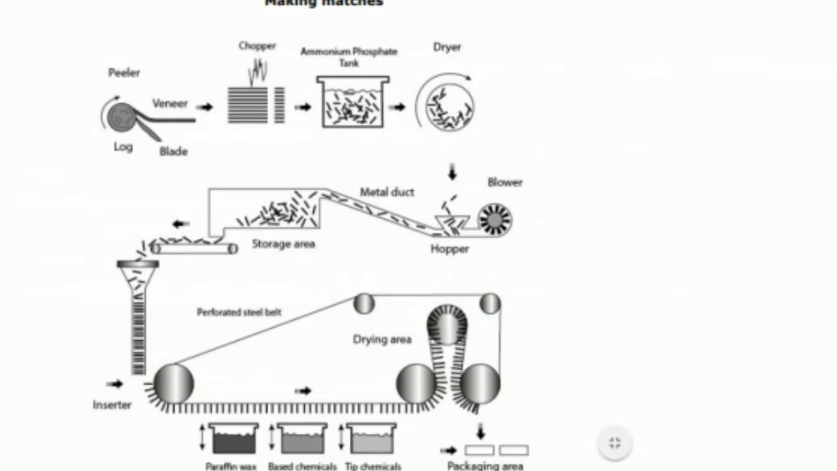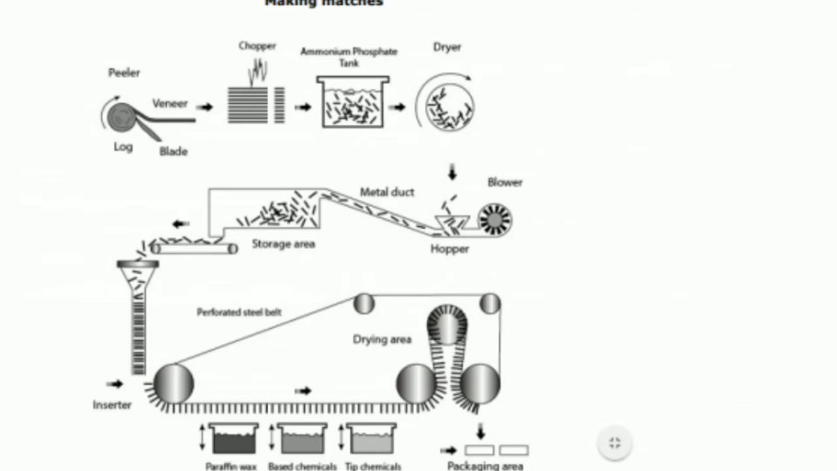Now you can see the question has a number of parts, like making matches, so several stages are included in it. First you can identify the stage that starts with the log, then the peeler, then the blade, chopper, then ammonium phosphate, tank, dryer. Then the other stage. This is how a question appears in several stages. Then it goes to the blower, then hopper, metal duct, storage area. Then a perforated steel belt, then the inserter, then the drying area.